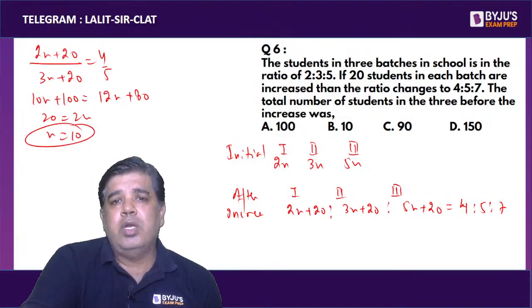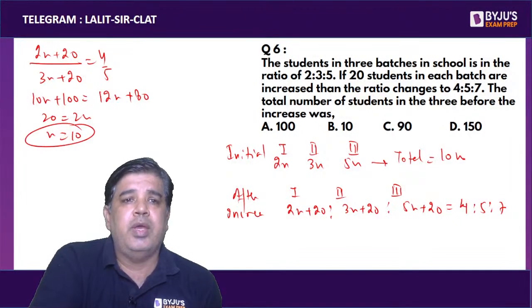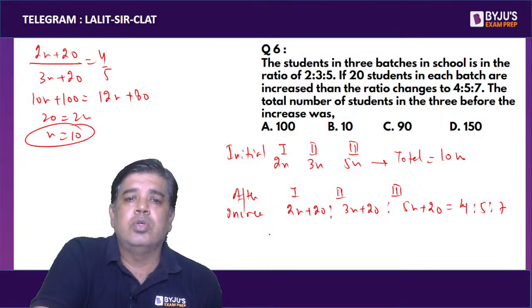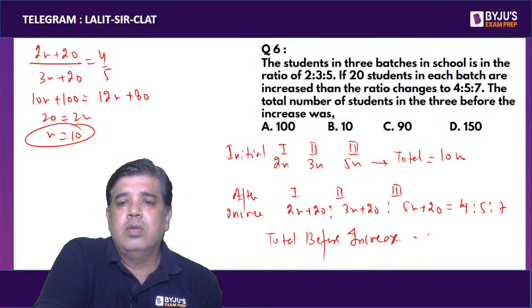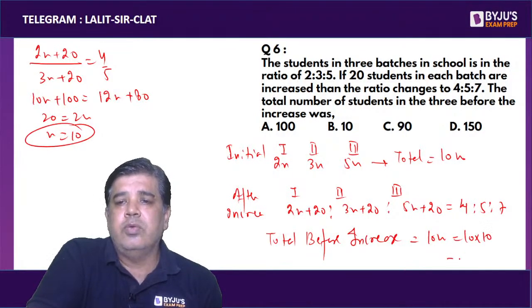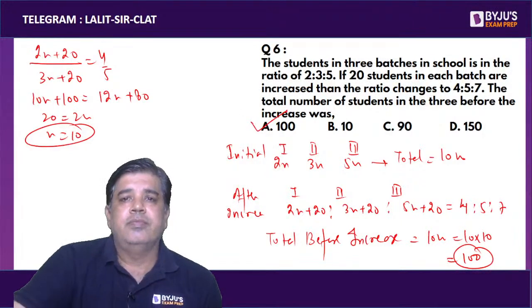Total number of students before increase. So total is 5 and 5, 10x, where x is 10, right? So total before increase is 10x, where x is 10. So answer is 100. A part.